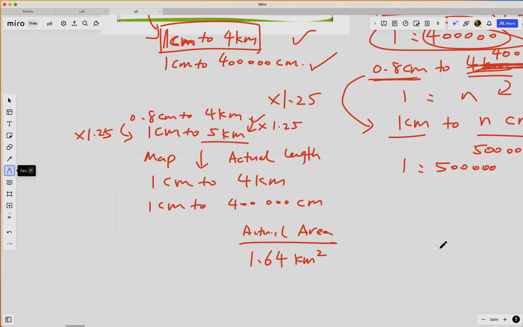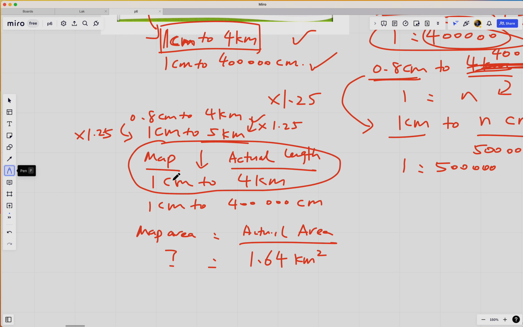Okay, good. So now the question is, I only have the length to length, but now they want me to find out what is the map area given the actual area. How? Okay, I did it wrongly already. No, how? Do you convert 1.64 km square into cm square? How can you convert? No. You are only given the map length to actual length. So in a way, you have the length ratio here.